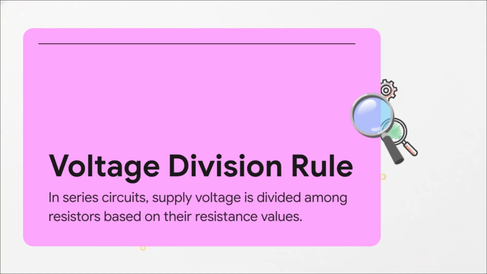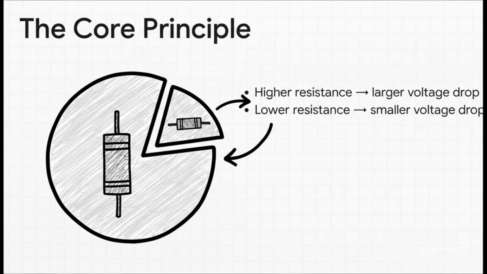Okay, so the formal definition says the supply voltage gets divided up among all the resistors in that series loop. Think of it like they're all sharing the voltage. But the key here is how they share it. It's not an equal split unless all the resistors are identical. The division is proportional. And honestly, this principle is super intuitive. A resistor with a higher resistance value is going to hog a larger portion of the total voltage. And a smaller resistor, well, it gets a smaller share. You can almost think of it like each resistor demands its proportional slice of the voltage pie.